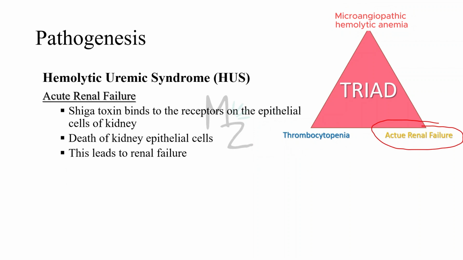Prior to going further, let me tell you one thing. The treatment of diarrhea caused by O157H7 strains with antibiotics, such as ciprofloxacin, increases the risk of developing HUS, hemolytic uremic syndrome. Why? Because the amount of Shiga toxin is increased. The reason is that the dying bacteria are releasing Shiga toxin.